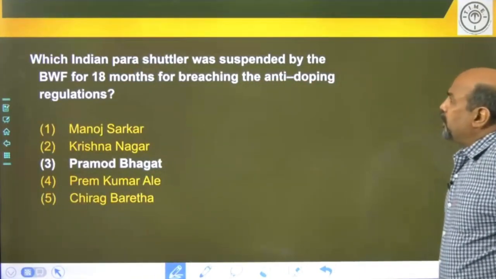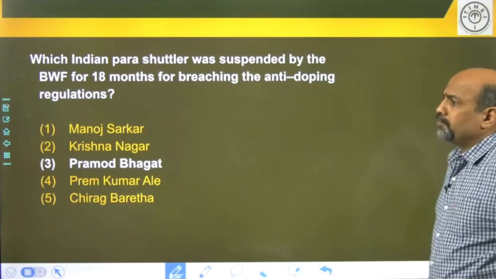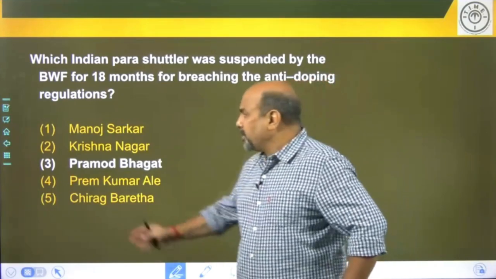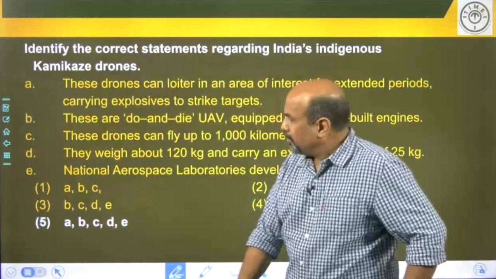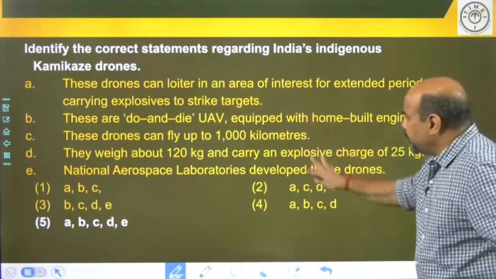Which Indian para shuttler has been suspended by the Badminton World Federation for 18 months for breaching the anti-doping regulations? Pramod Bhagat. I am not going to discuss this question. These are also not much because everything is already here.